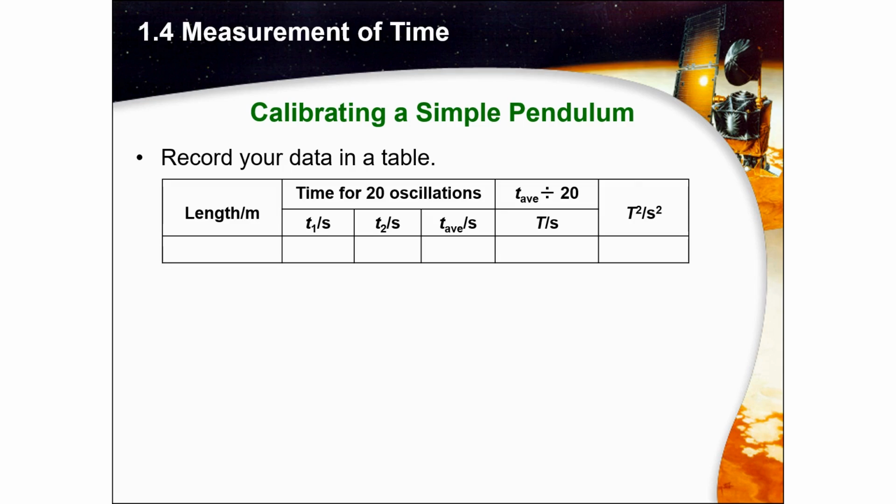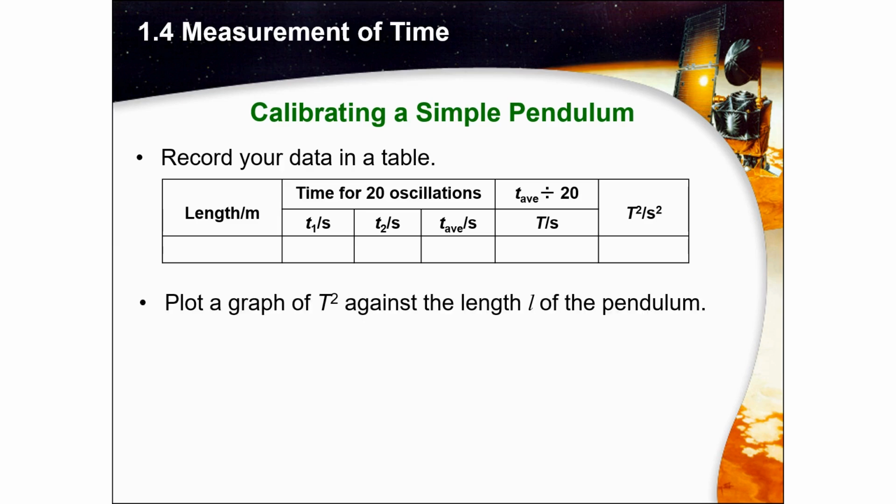First T1, that means using the first length of pendulum. After that, the second pendulum. After that, you have the average. Then you can calculate T divided by S, and you also have the graph of T squared against the length. If we see the plotted graph of T squared against the length, it should form a straight line.